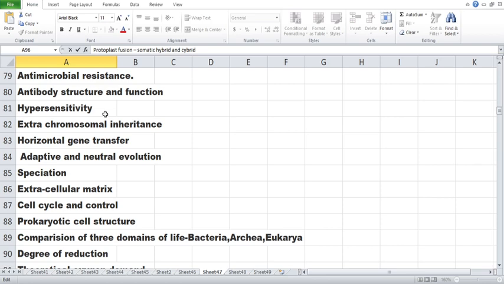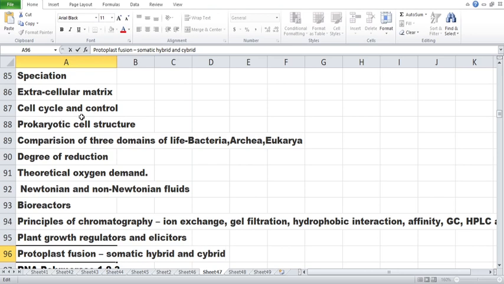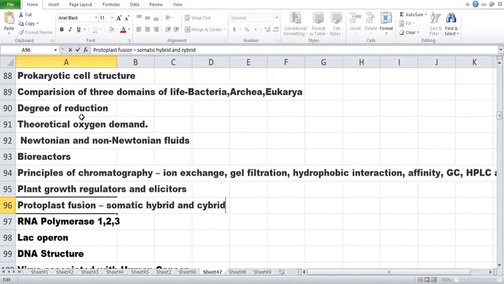Next, know about hypersensitivity reaction, horizontal gene transfer. So in evolution, you should know about adaptive evolution, speciation, selection, genetic drift, the founder effect, the basic evolutionary concepts. Next, know about the ECM, cell cycle and control of cell cycle, prokaryotic cell structure and function, eukaryotic cell structure and function. And you should also know about the comparison of three domains of life, like bacteria, archaea, eukarya.